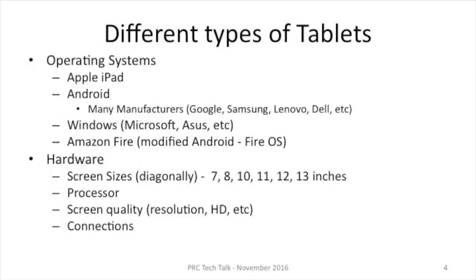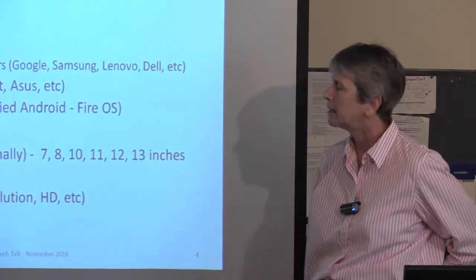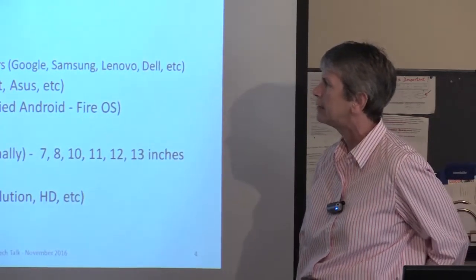So I'm going to talk a little bit about different types of tablets that are out there in the marketplace. They're mainly distinguished by their operating systems. The Apple iPad is certainly one large category. Android tablets are another category. That's the operating system, but many manufacturers make Android tablets. There are Windows operating system tablets, and again, multiple manufacturers, including Microsoft, obviously, make Windows-based tablets. Then somewhat newer on the marketplace is the Amazon Fire operating system, produced by Amazon, and it's actually just a modified version of Android, but customized for the Amazon features, market and apps.